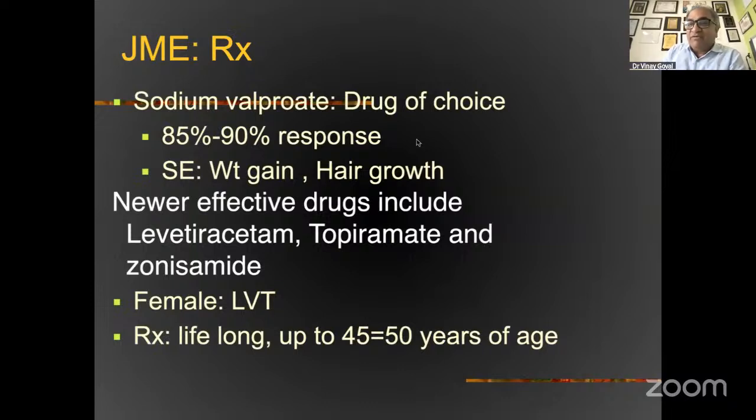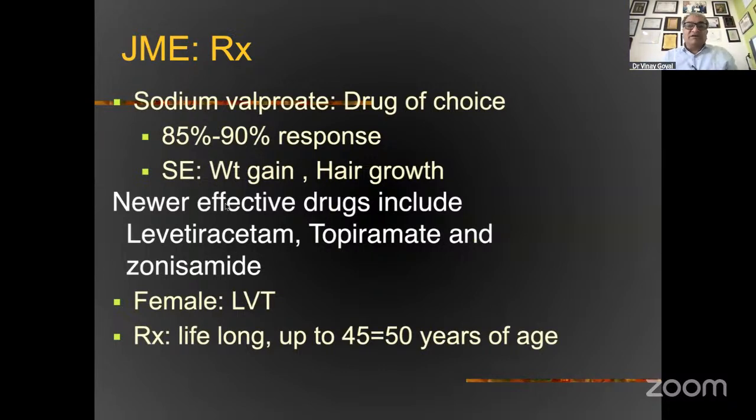Treatment is sodium valproate, which is the drug of choice, and 80 to 90% of patients respond very well, even to a small dose as small as 200 milligrams of valproate. The problem with valproate is the difficulty in giving it to females because of its teratogenicity. It causes weight gain, it causes hair growth. That's another problem.